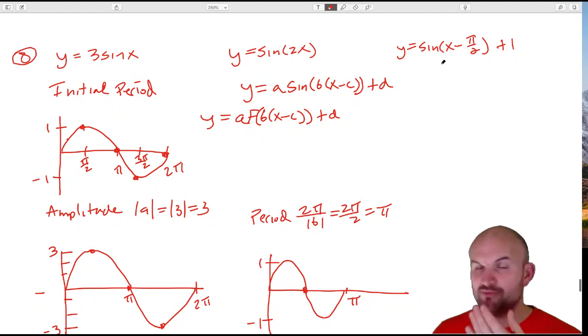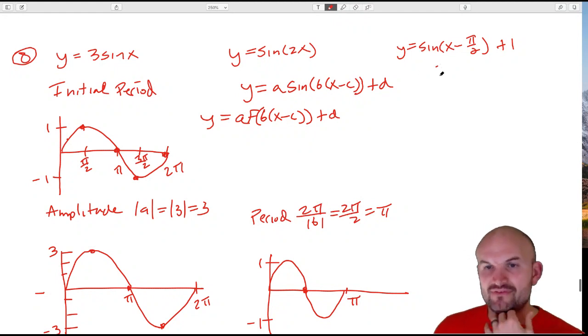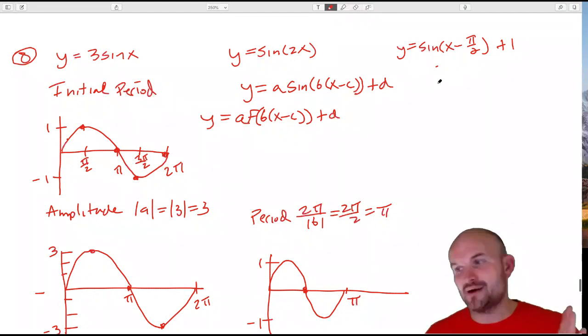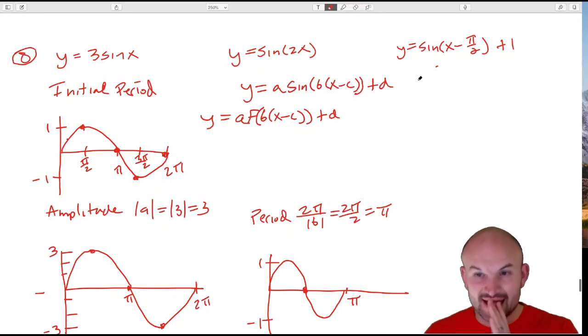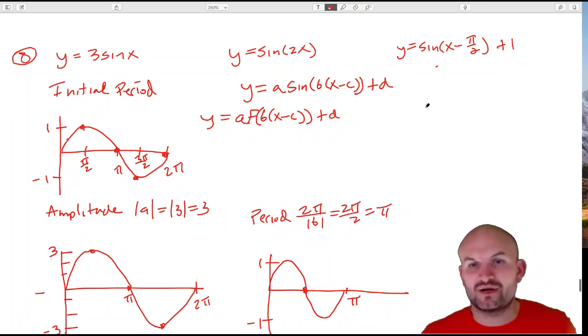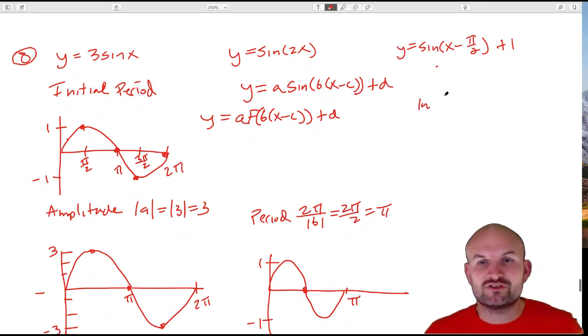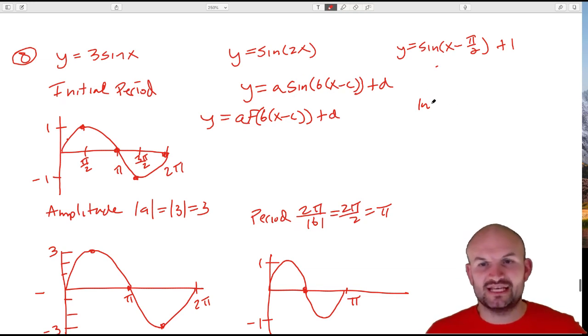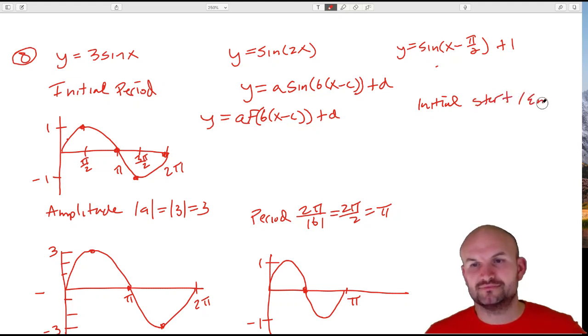And then the last one, you can see the amplitude is 1 and the period is going to be 2 pi. The difference here is we have a shift of pi halves to the right. Remember, when it's x minus pi halves, you're going to be shifting pi halves to the right, as well as shifting up 1 unit. So basically, I don't really work on graphing these, but I'll show you at least what I used to teach. When we do have a transformation, a B and a C, what I did is I changed the initial start, as well as the end.